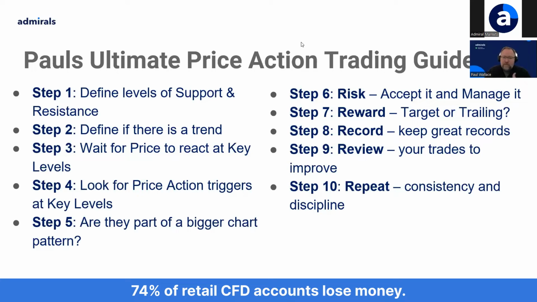And so what we had was step one: define levels of support and resistance. Whenever you open a chart, whether it's Bitcoin, euro dollar, gold, whatever, first thing you do, define levels of support and resistance. Start at the monthly, go down to the weekly, down to the daily, draw in significant levels of support and resistance. What you can also add to that is if there are other things like big round numbers, big psychological numbers.